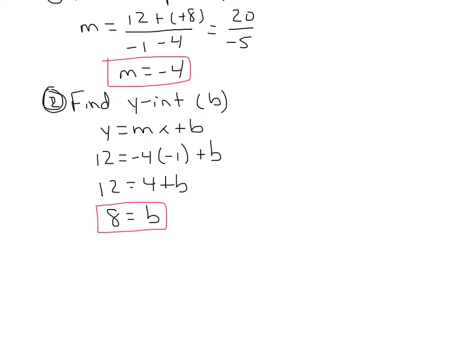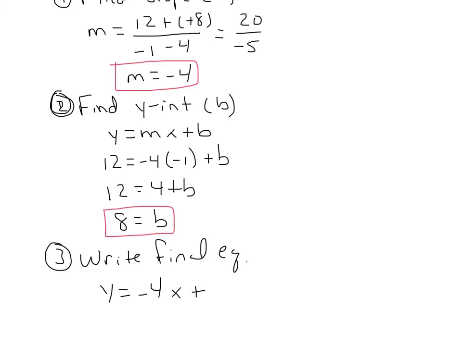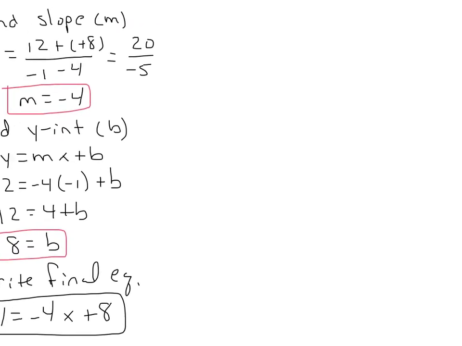Okay, so on step 3, my final equation. So write the final equation. Okay, so I'm going to have y equals, your slope is negative 4x, and your b value is plus 8. And that will be my final answer. Okay, all right, let's go over here and look at example B.